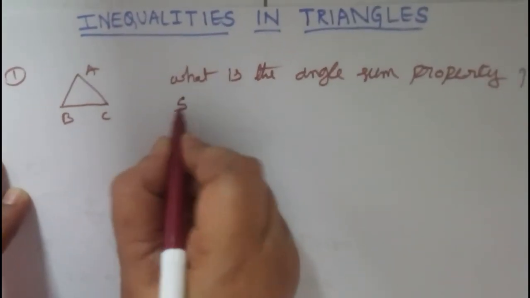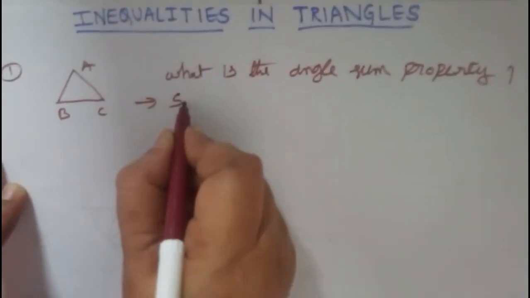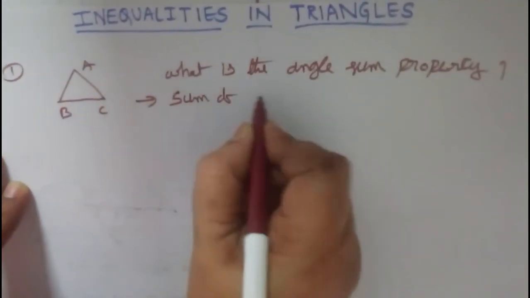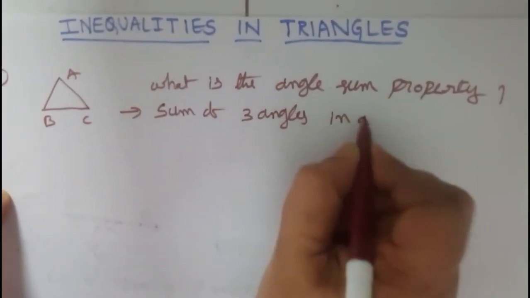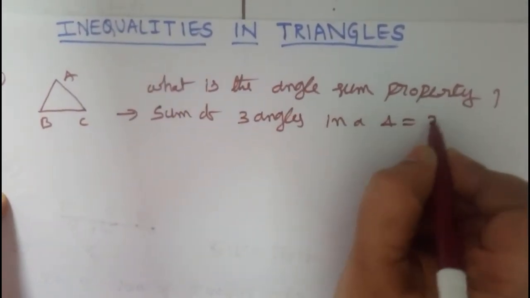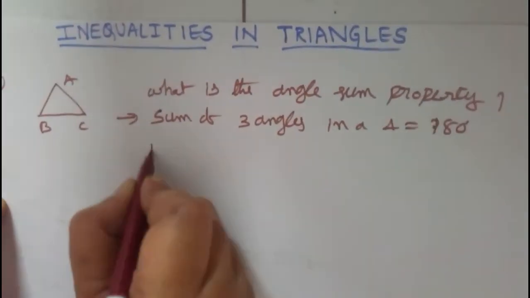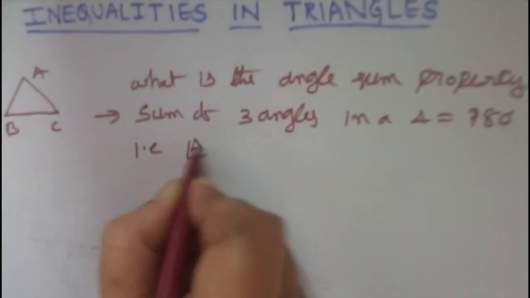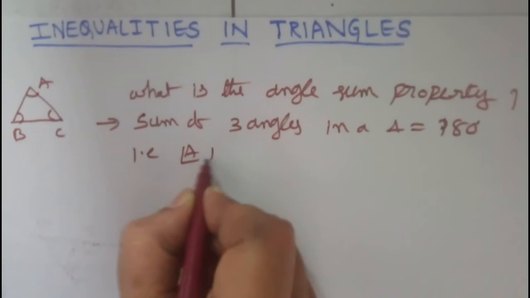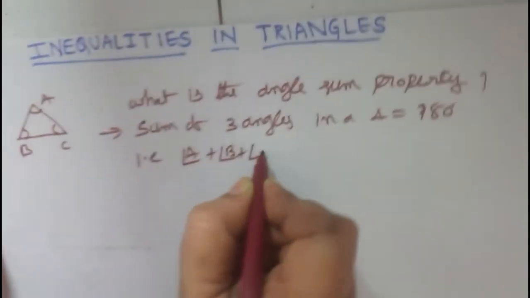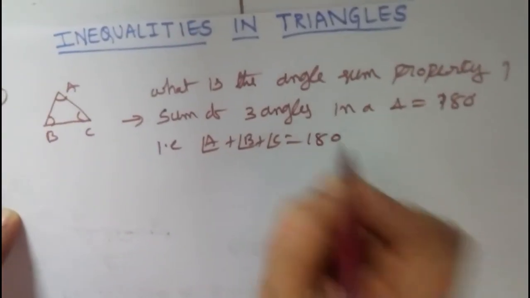Sum of three angles in a triangle is equal to 180 degrees. That is, angle A plus angle B plus angle C is equal to 180 degrees.